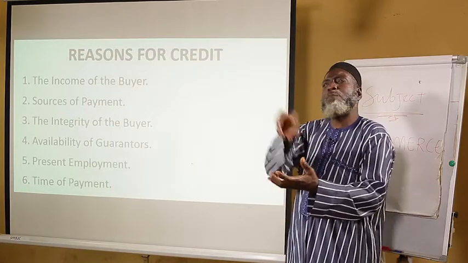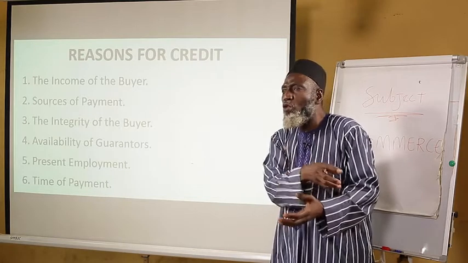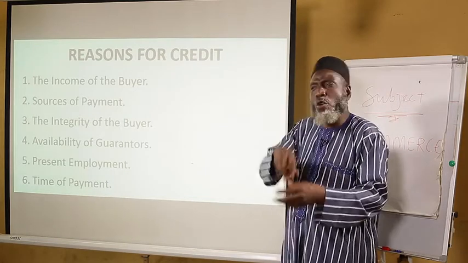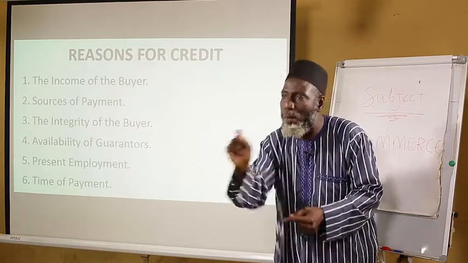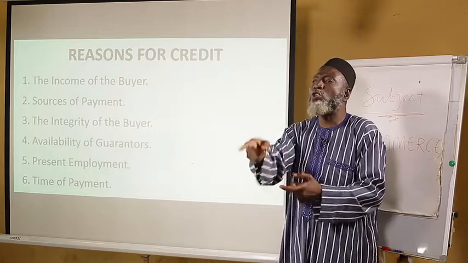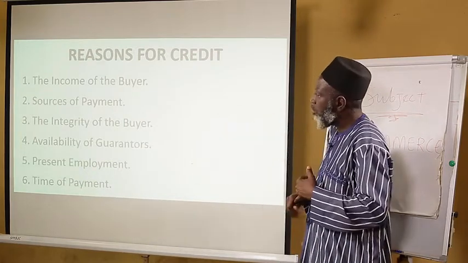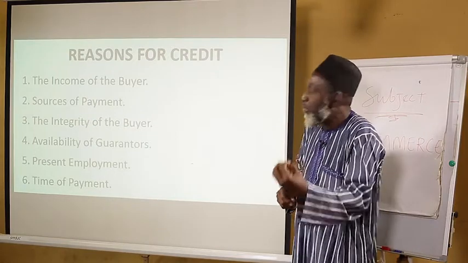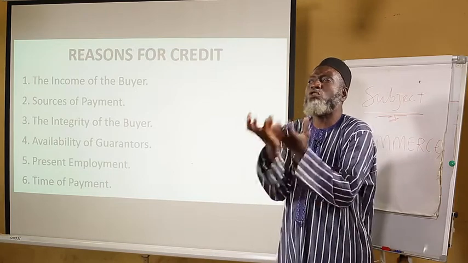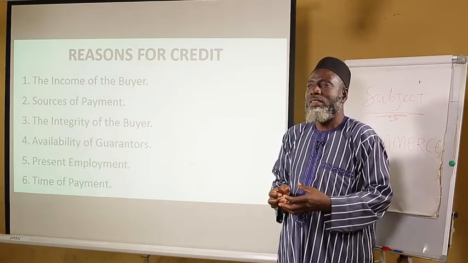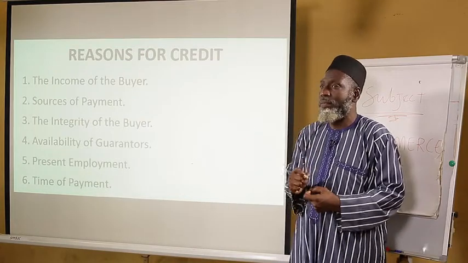2, they look at the source of payment. How is it going to be paid? Is it going to be paid through salary? Is it going to be paid through another means? The source of payment is very, very important. It helps the seller to know whether the goods are to be sold on credit or not. Number 3, the integrity of the buyer. Is this somebody that is trustworthy, that can pay the amount of goods bought on credit?